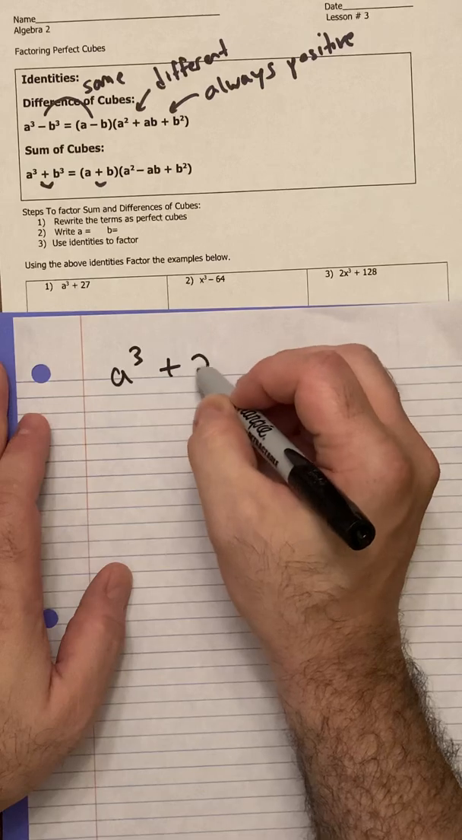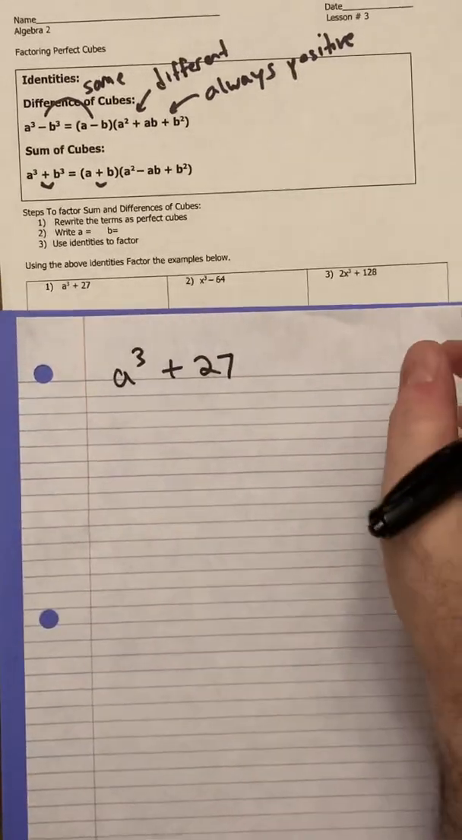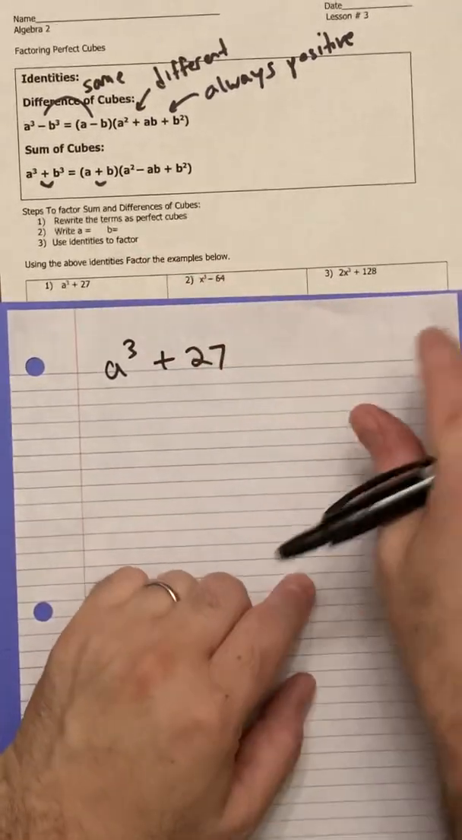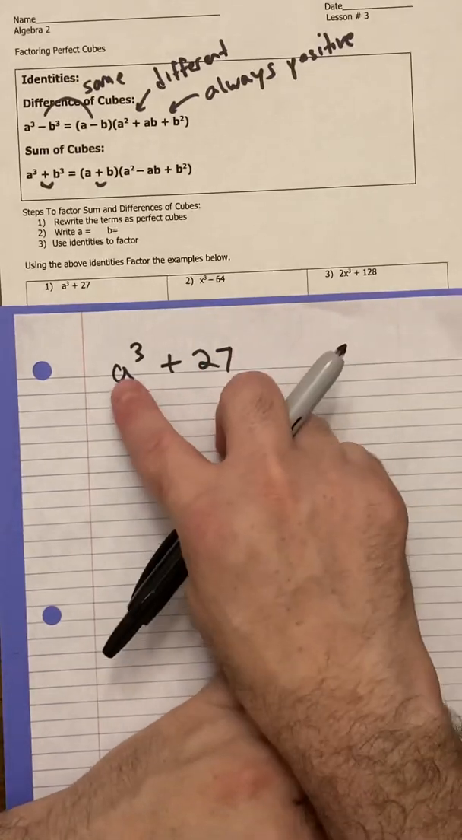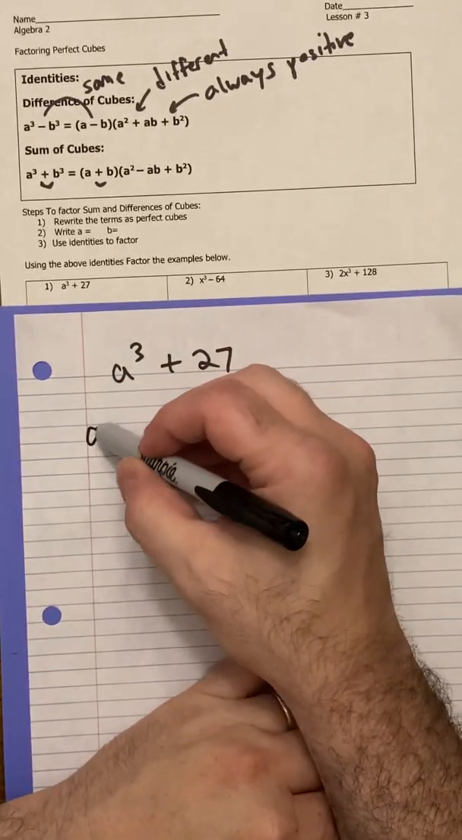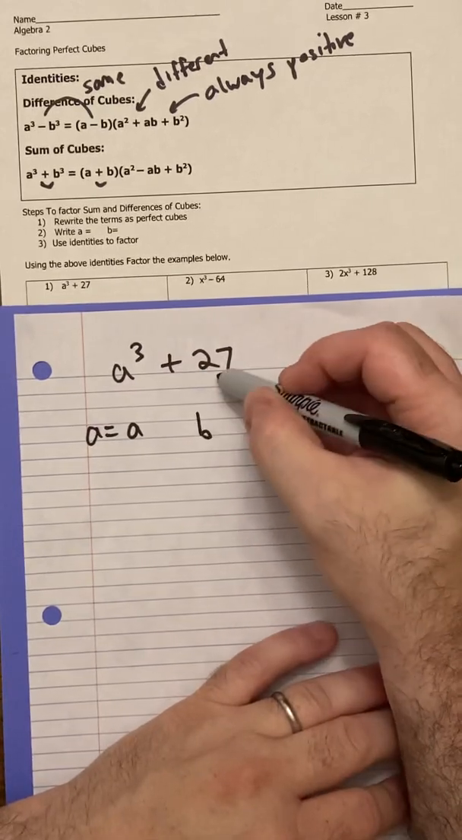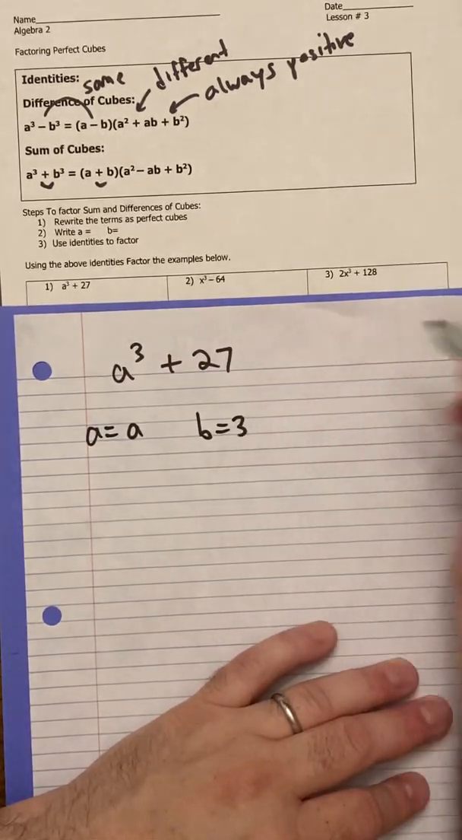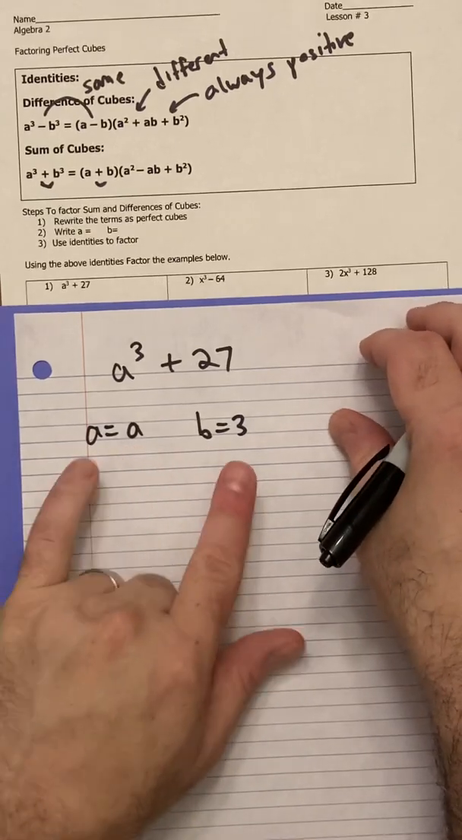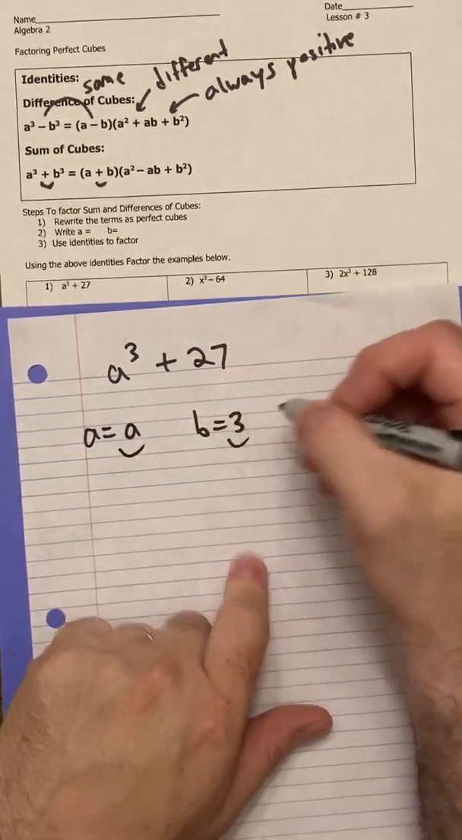So we have a cubed plus 27, okay? Let's rewrite the terms as perfect cubes. So what we're gonna do is take the cube root of that. We'll call that term a, and that is an a. And the cube root of that, what is the cube root of 27? It's 3. This is our a and this is our b. A is a and b is 3.